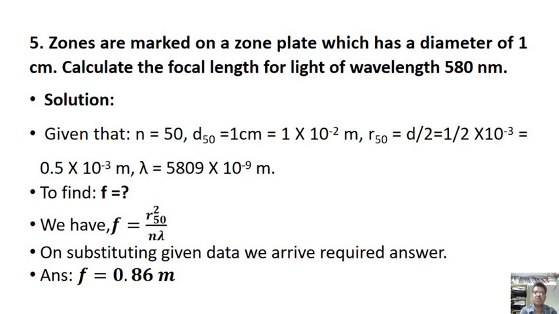R of 50 is equal to d by 2, that is equal to 1/2 × 10⁻², so that we can also write as 0.5 × 10⁻² meter. Lambda is 580 × 10⁻⁹. So knowing this, find f. We have f is equal to r50 square by n lambda. On substituting given data, we have the required answer. F is equal to 0.86 meter.